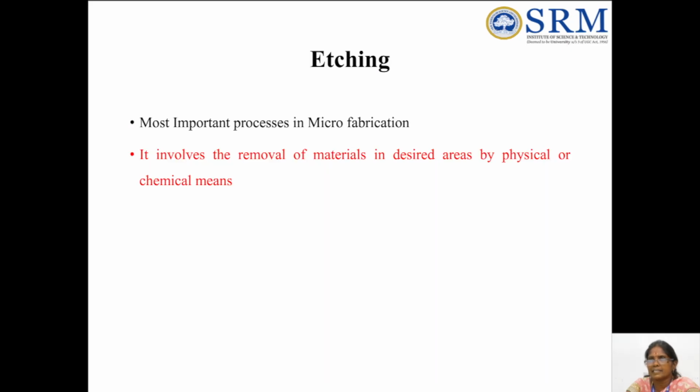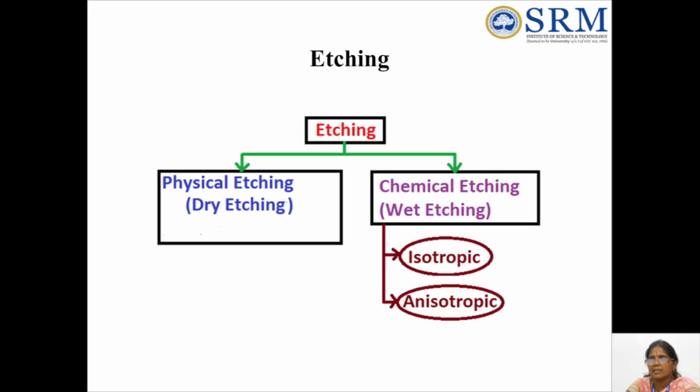Next topic is etching, the most important process in microfabrication. It involves the removal of material in desired areas by physical or chemical means. There are two types of etching: physical etching and chemical etching. Physical etching we call dry etching, chemical etching we call wet etching. The wet etching is divided into two groups, one is isotropic etching, the other one is anisotropic etching.